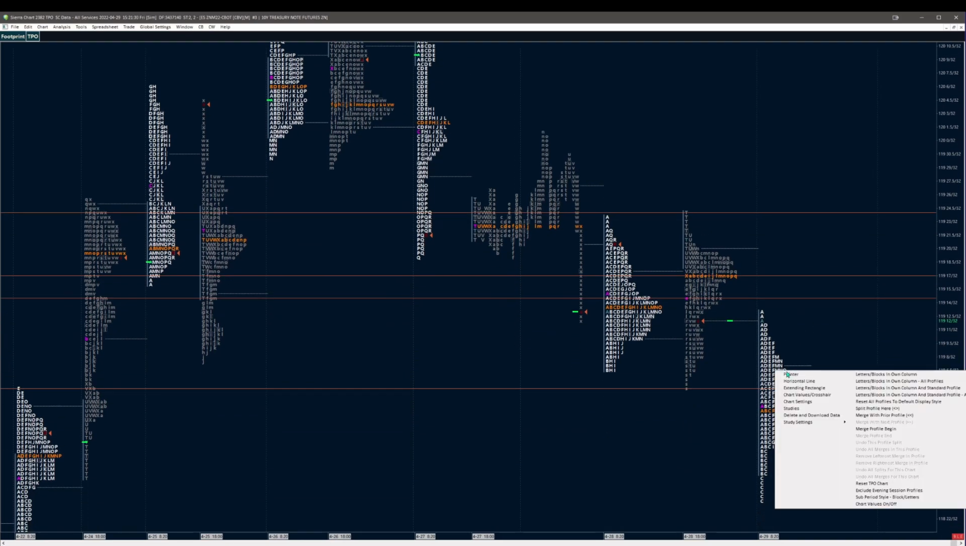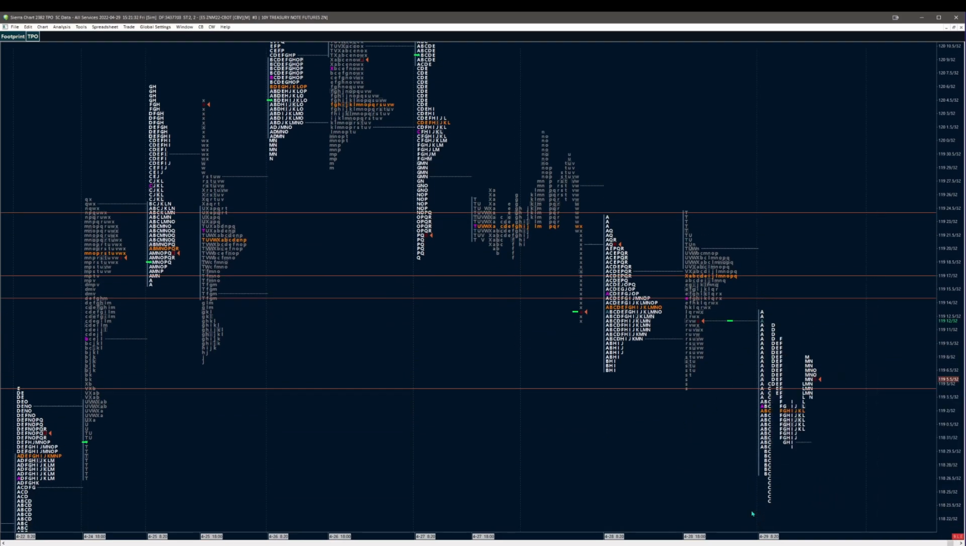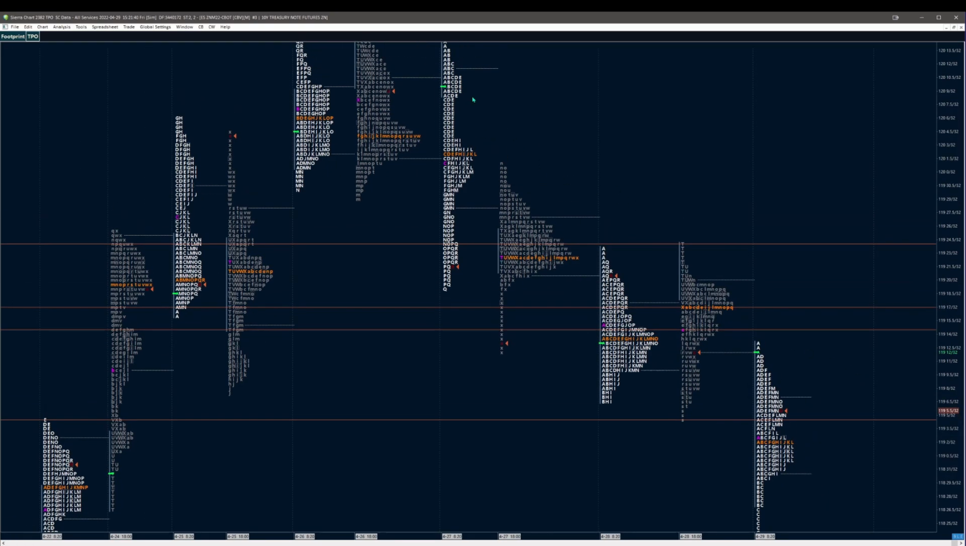This one's opening up, sold, came back up, just another bounce. And as we said before, markets go from bounce, imbalance, back to bounce, into another imbalance.